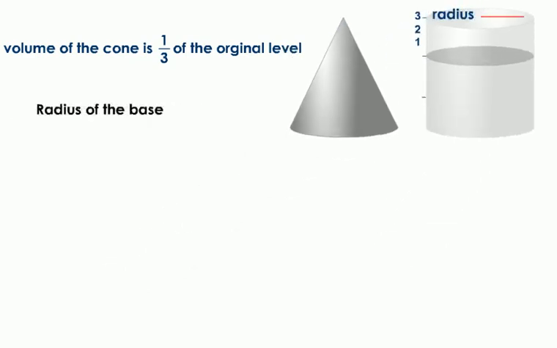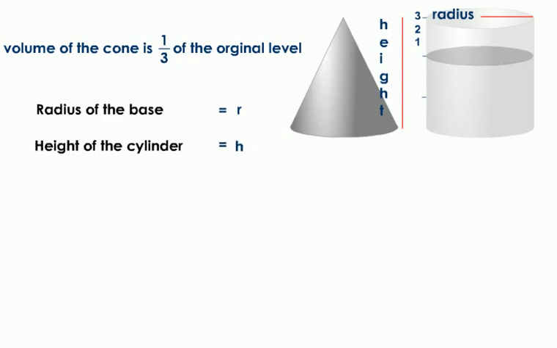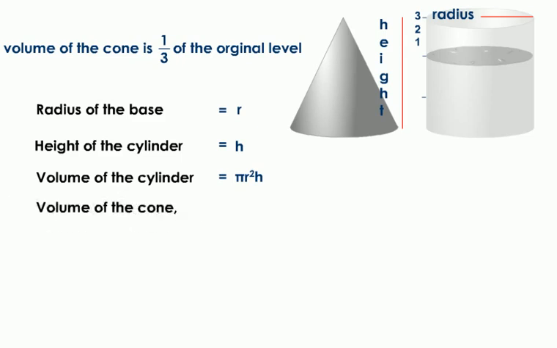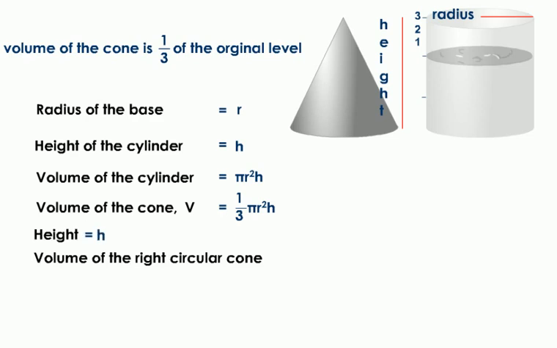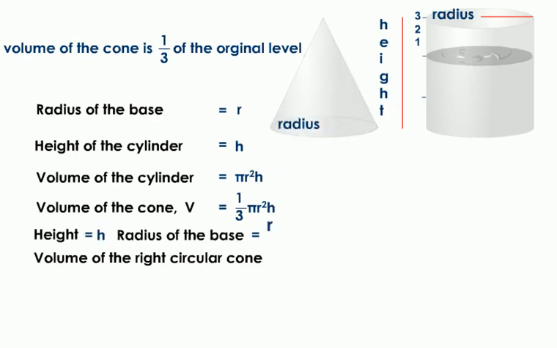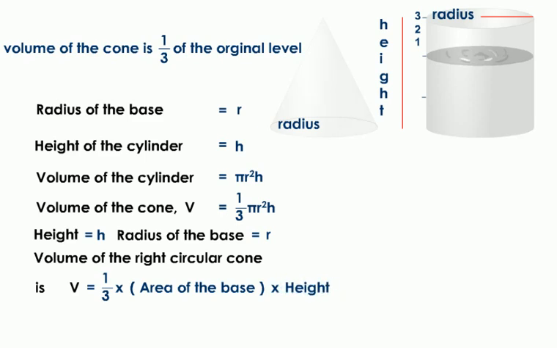Students, taking radius of the base equal to R and height of the cylinder equal to H, we have that the volume of the cylinder equals πR²H, and hence the volume of the cone, that is V, is equal to 1/3 πR²H. That is, the volume of the right circular cone, whose height is H and radius of the base is R, is V equals 1/3 into area of the base into height, which is equal to 1/3 πR²H.